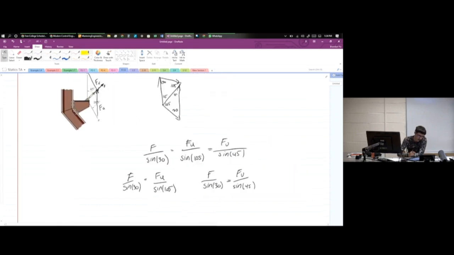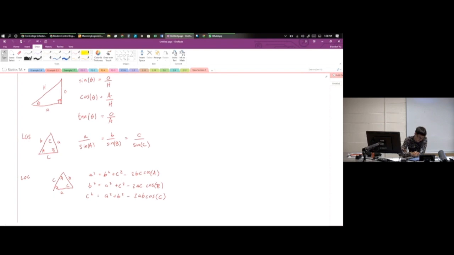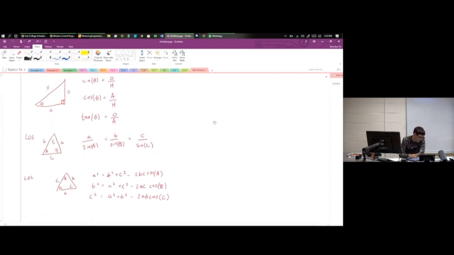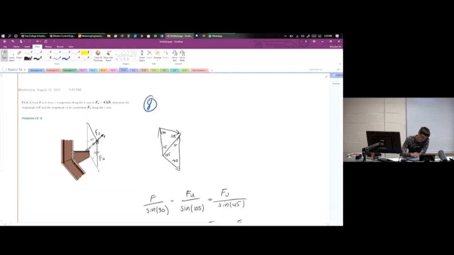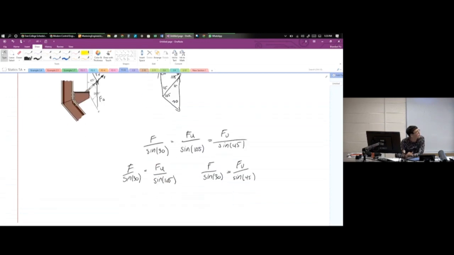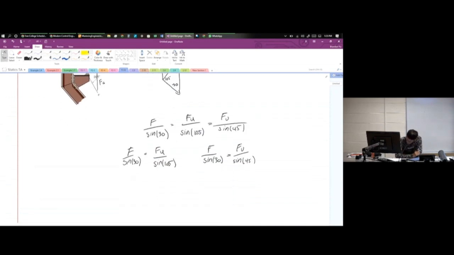So that would go back to the law of sines, this one right here. Use the angles. The length of the side opposite an angle over the sine of that angle will equal the same ratio for the other sides. So it's just a matter of applying that to this particular problem, which, as I said, is important to know how to do. Then you would solve for the forces.